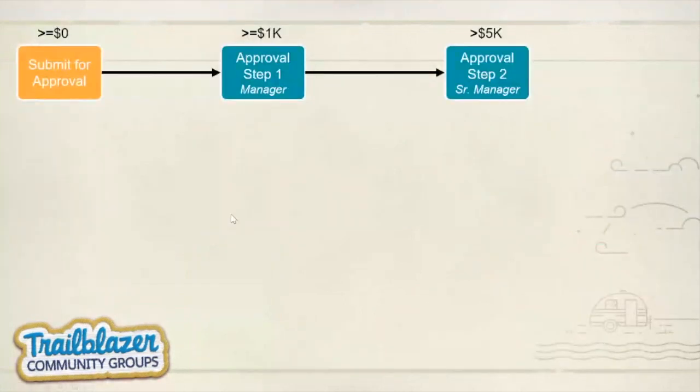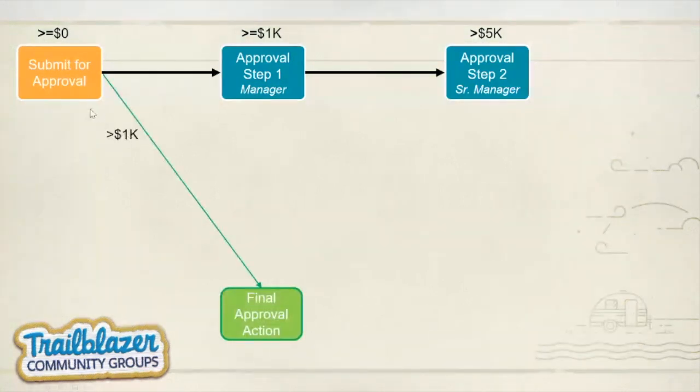Now, let's see how the multiple step approval process works in a quick example. Let's say you are submitting for approval, and the basic entry criteria is amount greater than zero. This amount can be, let's say, a discount. You are giving a discount on an order. So if the order discount is greater than zero, if you are giving any discount, it should go into the approval process. Then if you click on Submit for Approval, it will check the approval criteria.